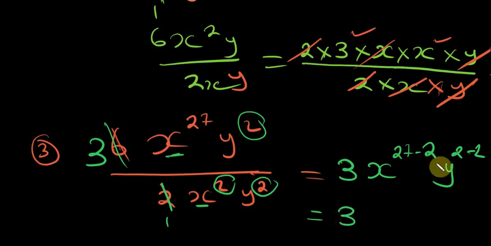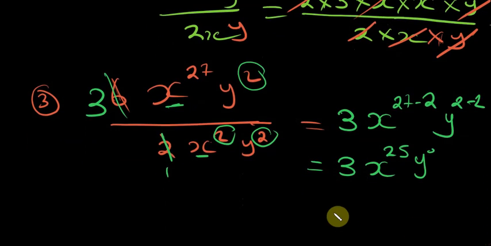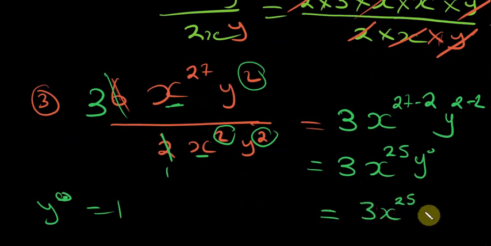So 27 minus 2 is 25, so that is x to the power 25, and that is y to the power 0. Anything raised to the power 0 is equal to 1. Y to the power 0 is equal to 1. So 3x to the power 25 is our final answer.